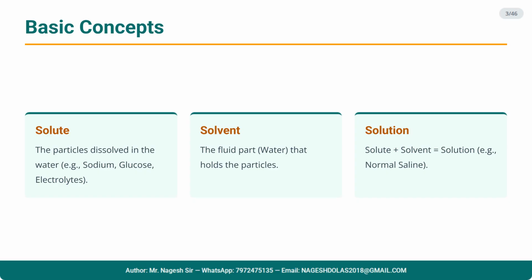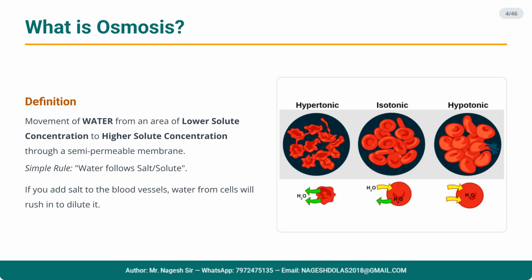The solute refers to particles like sodium or glucose dissolved in water. The solvent is the fluid part, which is water. The solution is the combination of the solute and the solvent, such as normal saline. Osmosis is the movement of water from an area of lower solute concentration to higher solute concentration through a semi-permeable membrane. The simple rule is that water follows salt or solute.